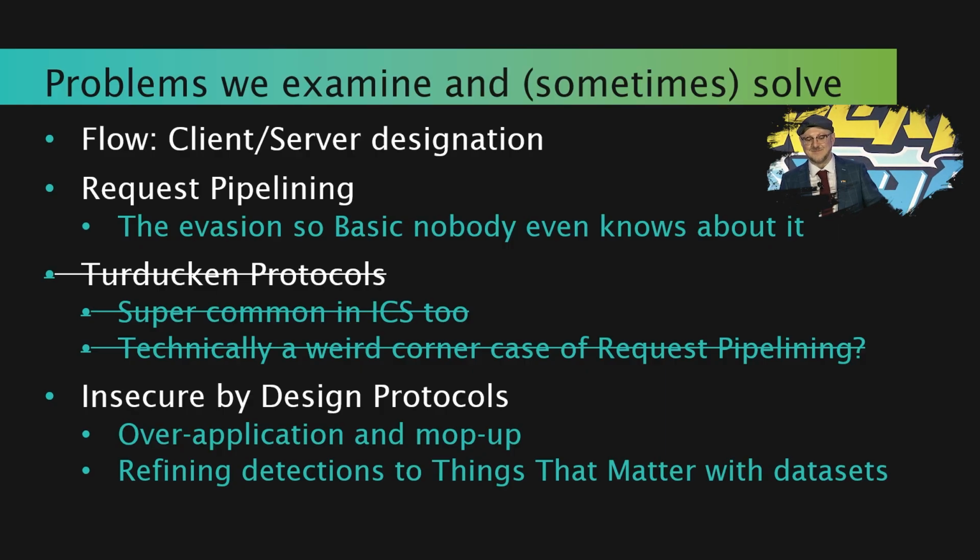So the 3 main things that I'm going to talk about are using the flow keyword in Suricata and Snort 3, how to deal with request pipelining, and if you don't know what that is, we're going to cover what it is. And then the 3rd thing is going to be talking about insecure by design protocols and what the normal industry approach is for that, and what kind of a cool thing that you can do with one of the IDS engines to make this a little bit of a better process.